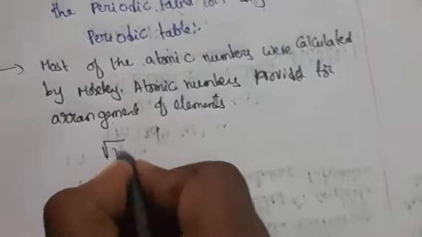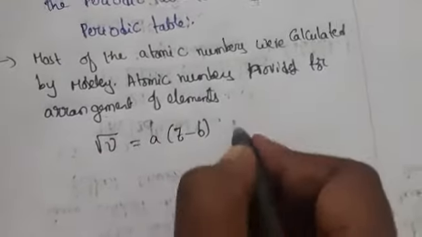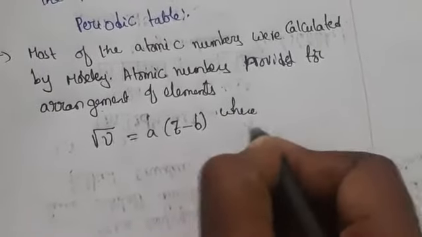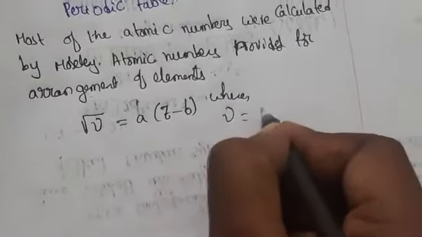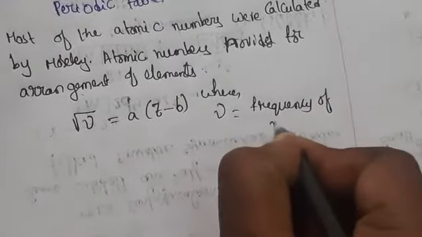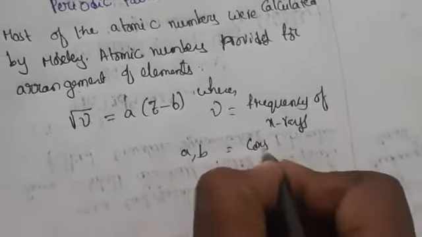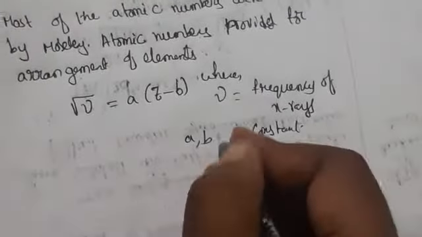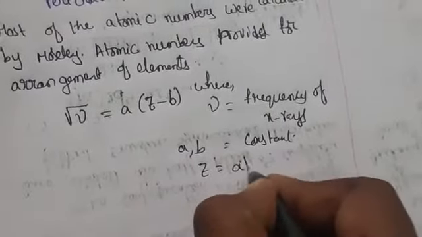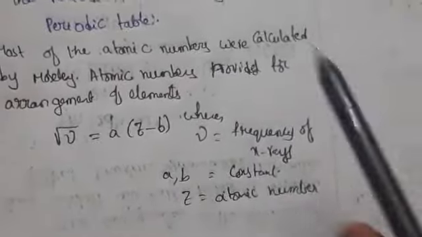It is denoted by root nu equals a into Z minus b. Here nu indicates the frequency of X-rays, a and b are constants, and Z is the atomic number.